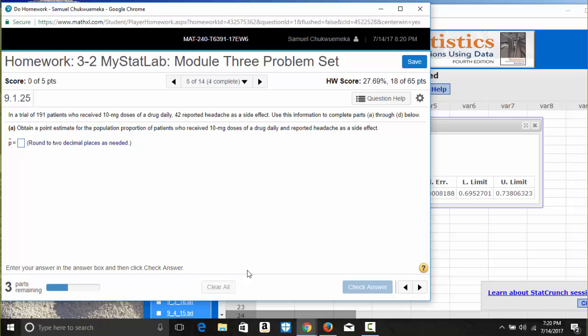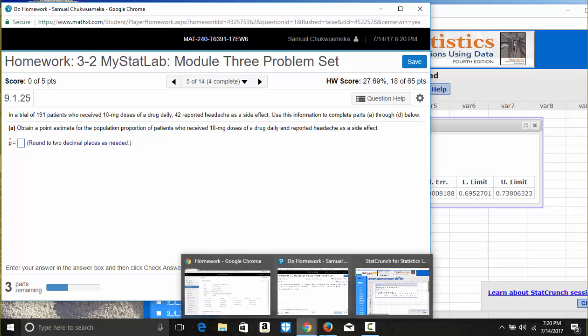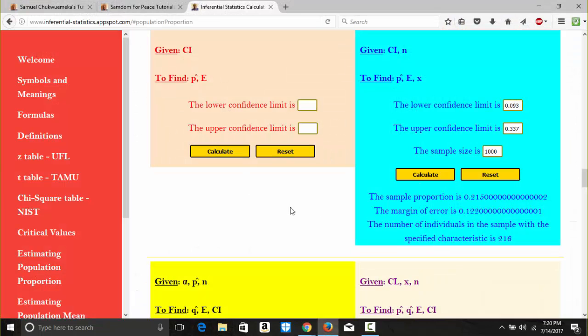So the point estimate is the sample proportion. The sample proportion is the best point estimate for the population proportion, and that is x divided by n. In this case, our x is 42, our n is 191. So you can just do 42 divided by 191. Okay, you can do that. You can also use my calculator here.